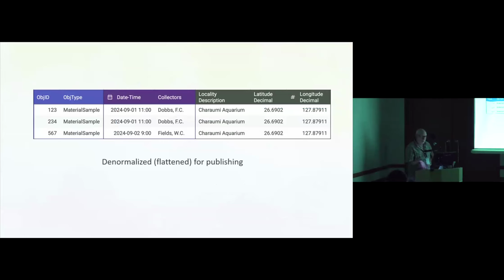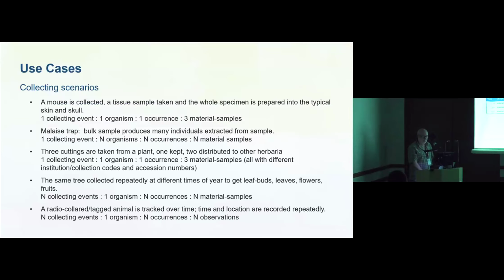So when you denormalize that and flatten it for publishing, basically those IDs in those middle things can go away. So would the same thing happen to occurrence if we are publishing occurrence? That's a sort of rhetorical question at this point.